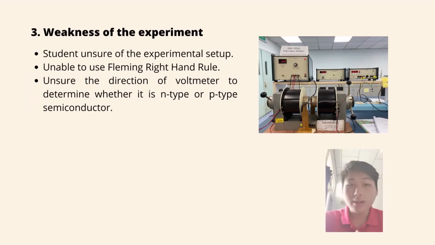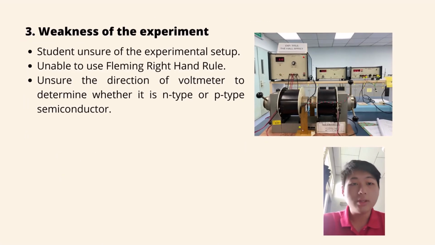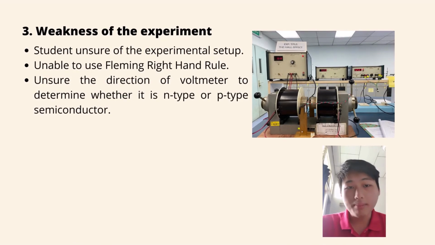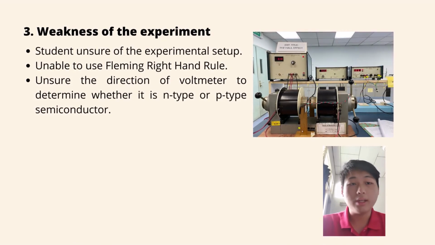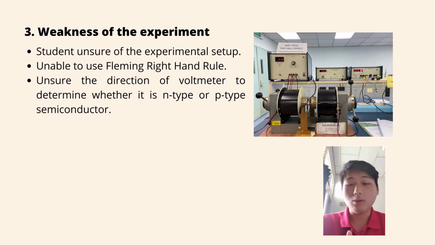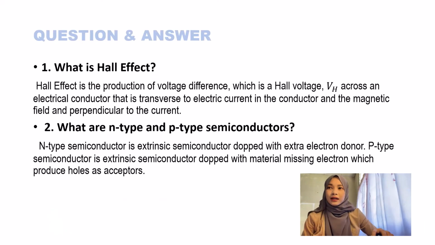For the third part, weakness of the experiment, students are unsure of the experimental setup and they were unable to use Fleming's right-hand rule because they don't know the direction of the magnetic field and the current. The third one is we are unsure of the direction of the voltmeter to determine whether it is an n-type or a p-type semiconductor. Next, we continue to the question and answer.